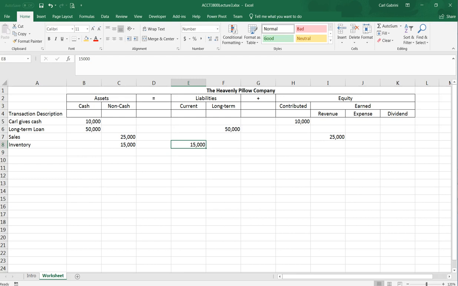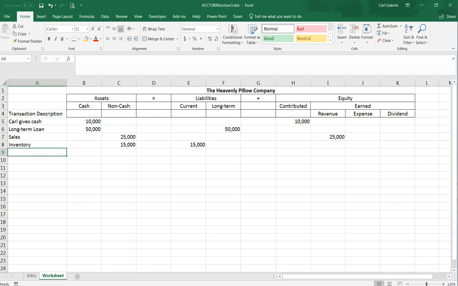So I initially funded the company with $10,000 in cash. I was able to secure a long-term loan for $50,000 to add to my $10,000. So I have a total of $60,000 in cash. I have sales commitments. I've got sales that I've made on accounts receivable of $25,000. And then I've got inventory that I secured with accounts payable at $15,000.